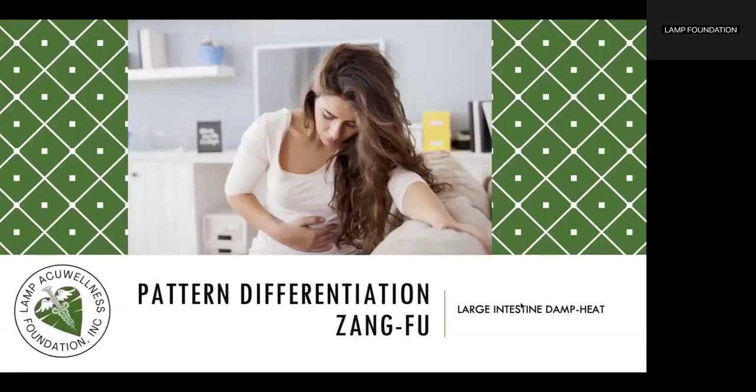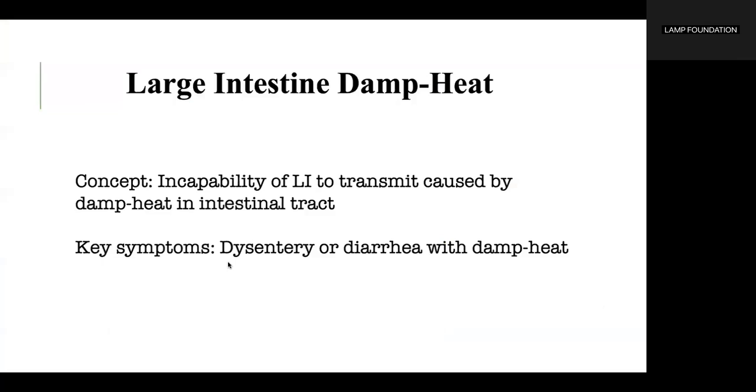Let's now discuss large intestine damp heat. This pattern will frequently be combined with other patterns, usually spleen and stomach imbalances. What makes this pattern difficult to treat is that there is yin and yang pathogenic qi, which are bound together. Exactly how the symptom picture manifests will depend on which of these two elements is dominant.